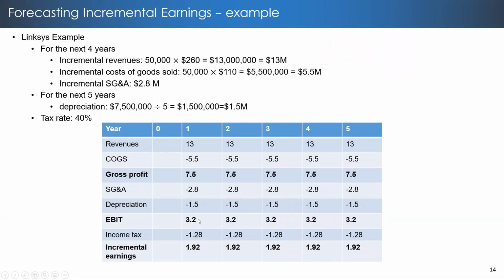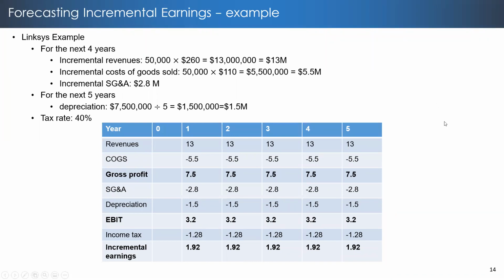Okay, so the earnings before tax is 3.2 per year. And with a 40% tax rate, we need to pay $1.28 million tax. It's a lot of tax. And we're going to arrive at the incremental earning per year of 1.92. So this is how we're going to calculate incremental earnings from year 1 to year 5.